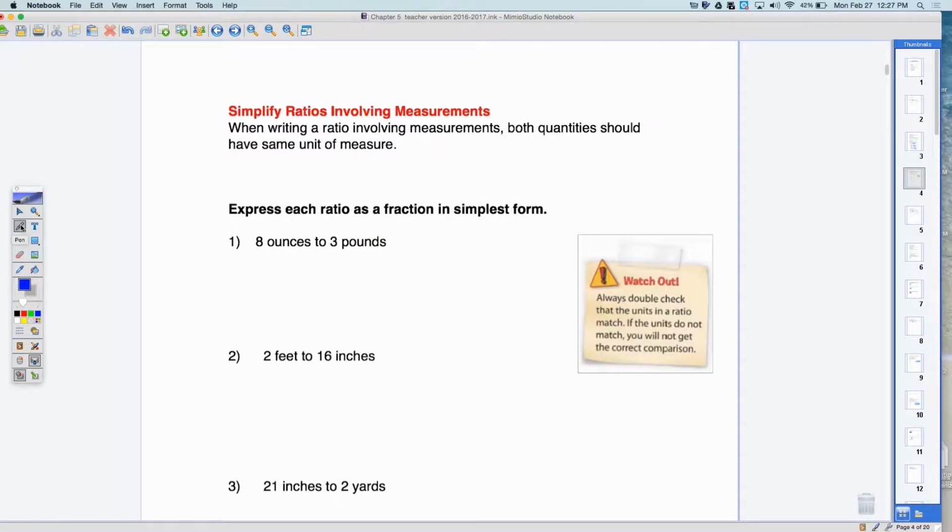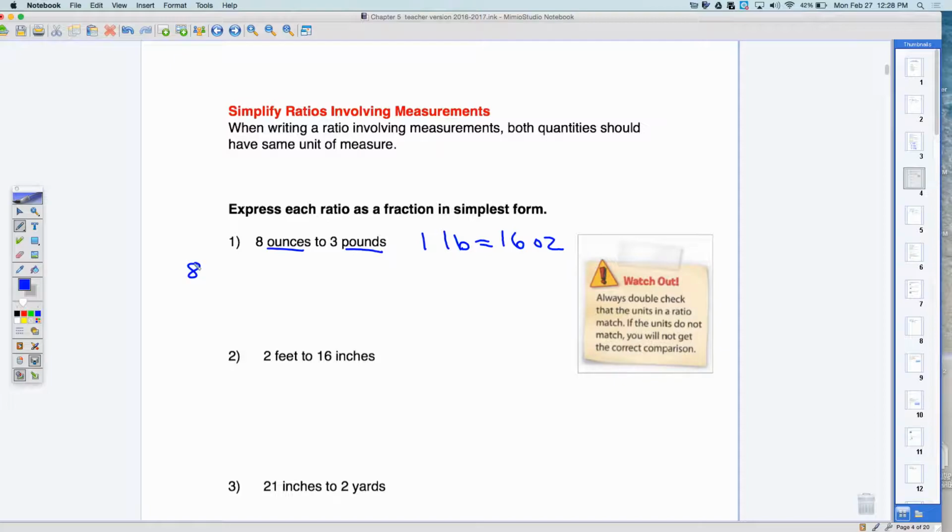So simplify ratios involving measurements. When writing a ratio involving measurements, both quantities should have the same units of measure. Express each ratio as a fraction in simplest form. Well, in this example over here, we have 8 ounces to 3 pounds. Ounces and pounds are different units. You want to get them to the same unit. Well, 1 pound is equal to 16 ounces.